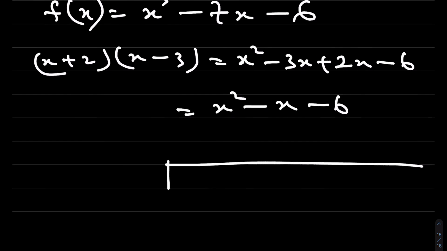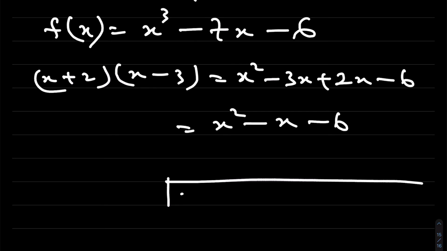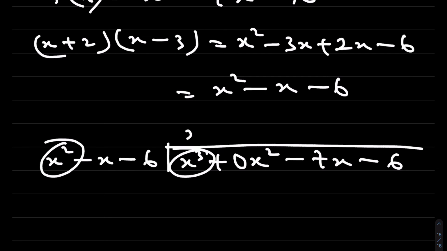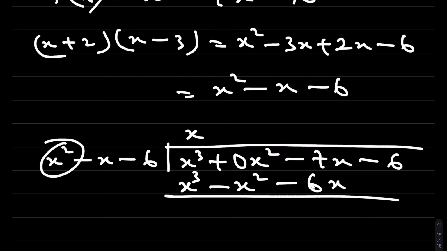So we are now dividing f of x, which is x cubed minus 7x. There's no x squared term, so I'm going to write plus 0x squared minus 7x minus 6. That's just so that we don't get confused. So divided by x squared minus x minus 6. X cubed divided by x squared is x. When we multiply as usual, we get x cubed minus x squared minus 6x.